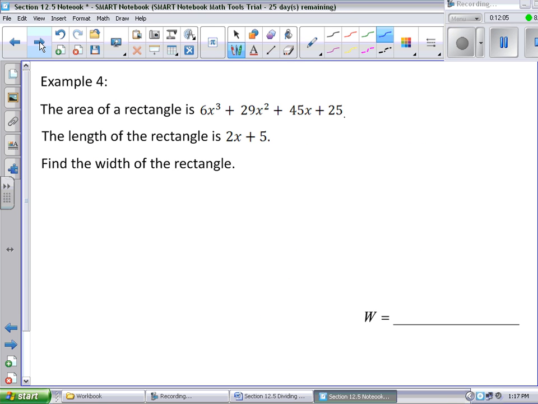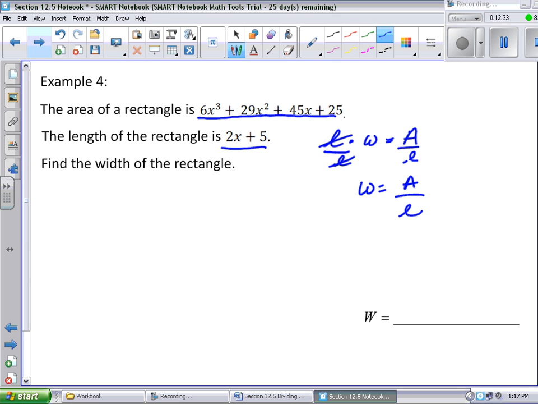This is the last example. The length of a rectangle is 6x cubed plus 29x squared plus 45x plus 25. The area is that, and the length is 2x plus 5, and I want to know what the width is. So I know that length times width is equal to area. So if I want to keep the width, I'm going to divide both sides by the length. Then I'll have the width is equal to the area divided by the length.